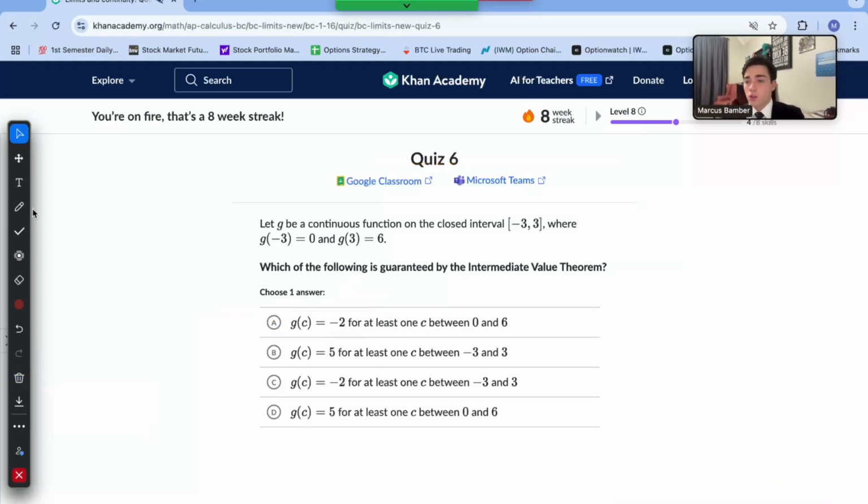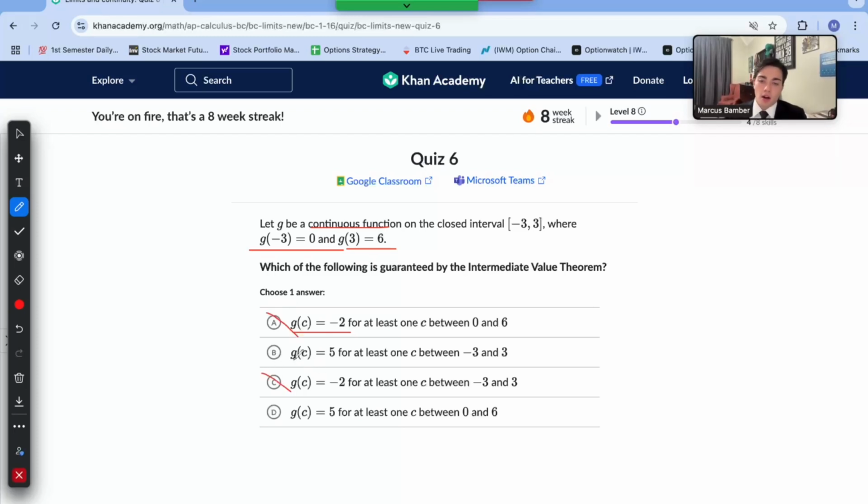And then last one, which of the following is guaranteed by the intermediate value theorem? We're just going to see what y value is in between the two y values that we're given here. We're given 0 and 6. We already know that g is a continuous function, so we do not have to mention that, unless, of course, we had to provide a justification where we would have to restate that g is continuous. And we have the two y values, 0 and 6. We need to find a y value that is in between 0 and 6 for the given interval x equals -3 to x is equal to +3. -2 is not in between 0 and 6, so we can rule out A.